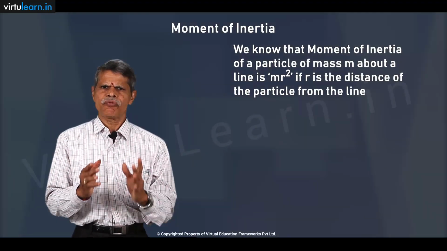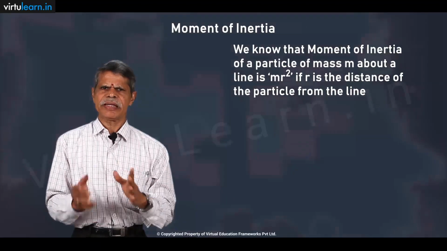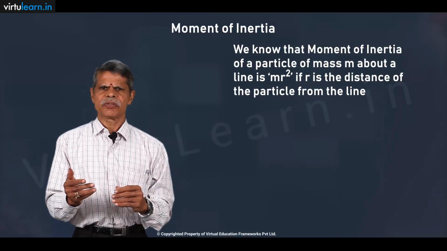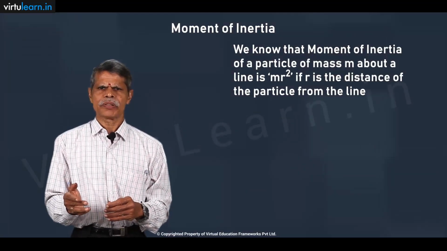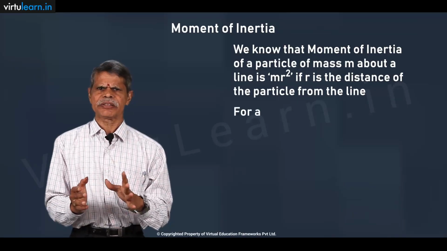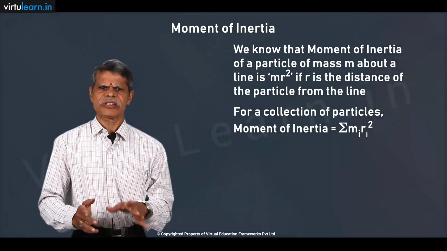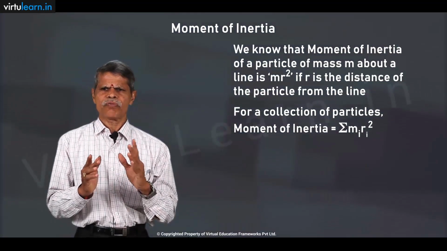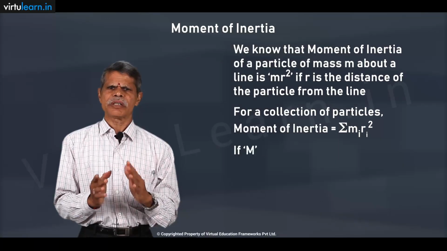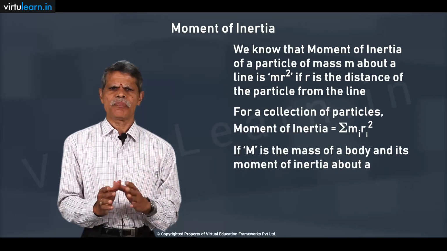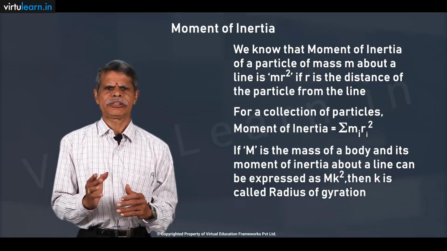On the other hand, if you have got a collection of particles of masses m1, m2, m3, etc. with distances from the fixed line as r1, r2, r3, etc., the moment of inertia for the collection of particles can be defined as sigma mi ri square. And there's one more point. Suppose the moment of inertia of a body of mass m can be expressed in the form mk square, then k is called the radius of gyration.